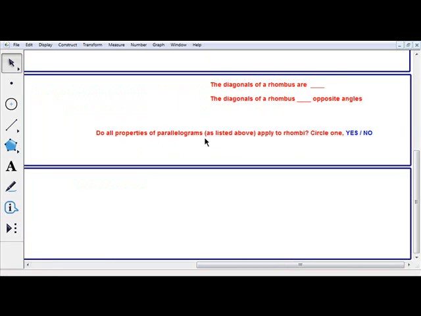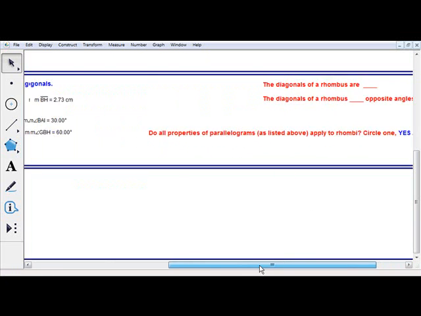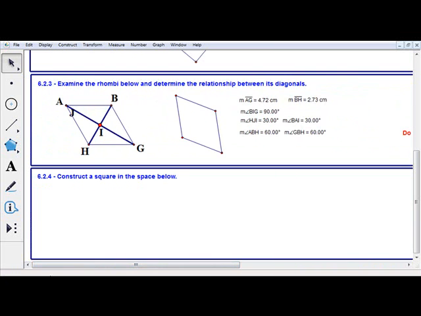And so those would be the two relationships. Okay. Do all the properties of parallelograms apply to a rhombus? Yeah, the sides are parallel. Both pairs of opposite sides are parallel. The diagonals bisect each other. In fact, in this case, they're perpendicular bisectors of each other. Okay. And then opposite angles, A and G, and then B and H, the overall angles of the rhombus itself, are equal. So all the properties of a parallelogram fit there.